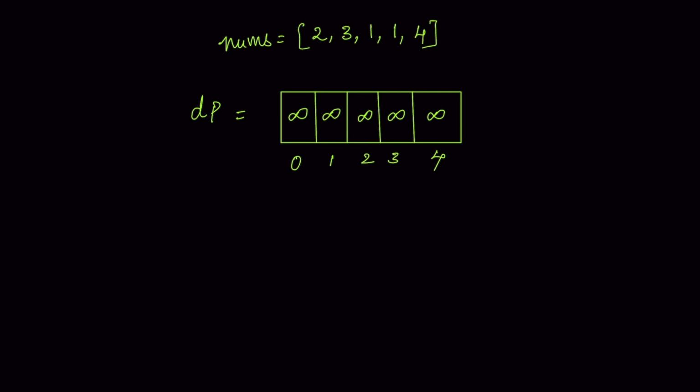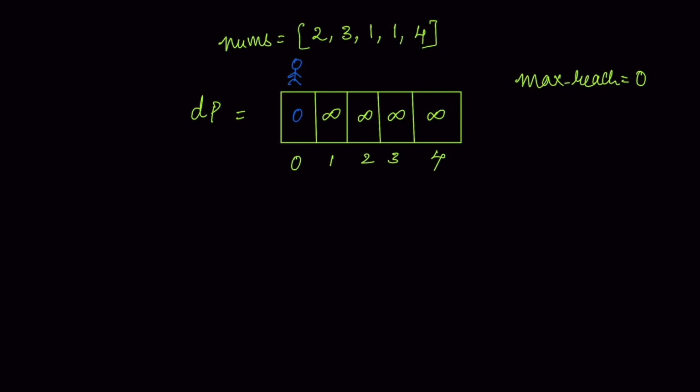Initially my max reach is equal to 0, and I am positioned at the 0th index. So we are making dp[0] equal to 0. Initially we are positioned at the 0th index, so we need 0 steps to reach the 0th index. Then from this 0th index, we have a max reach of 2.